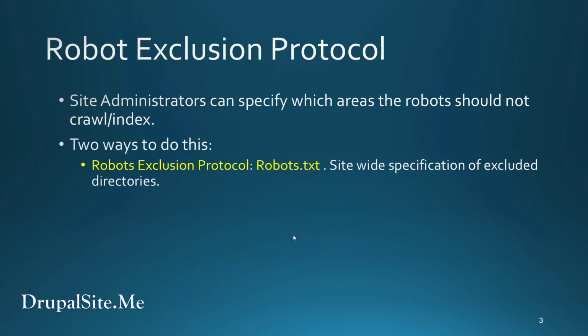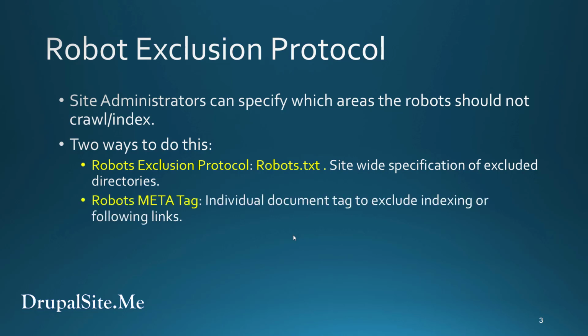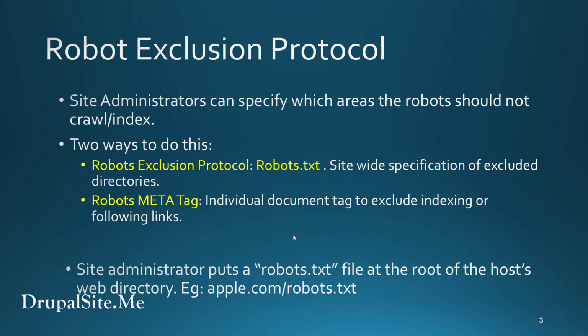One is robots.txt, the Robots Exclusion Protocol. It is a site-wide specification of excluded directories, and that is the current standard. And there is a newer standard called the Robots Meta Tag. It is applicable to individual documents, where you can tag at the beginning what to exclude. The site administrators put this robots.txt file in the root directory.